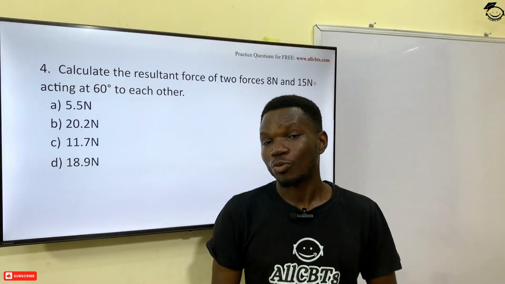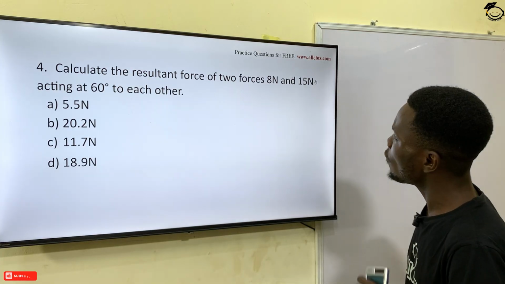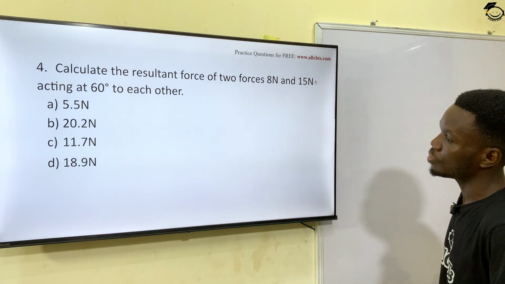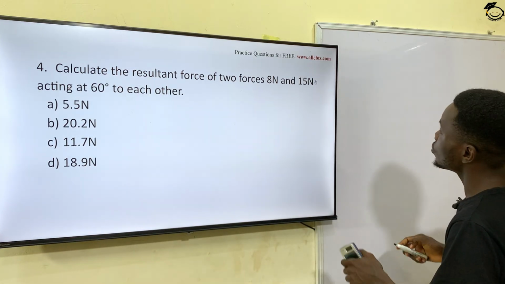Option D. This is question number 4, which is: calculate the resultant of two forces, 8 Newton and 15 Newton, acting at 60 degrees to each other. So this question is based on vectors. So we are trying to resolve this vector.